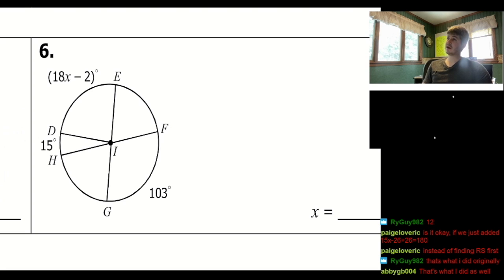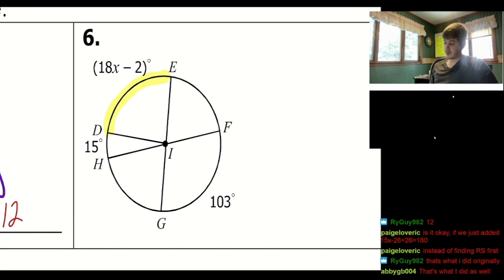So we are given that 18x minus 2 is the expression. We want the value of x. That's going to be our answer. So the goal is let's figure out whatever this arc measure is, or whatever that angle is, because we know they're the same. So we find one, you have the other. So we have to utilize the two numbers we have, 15 and 103, to figure out what that angle is.